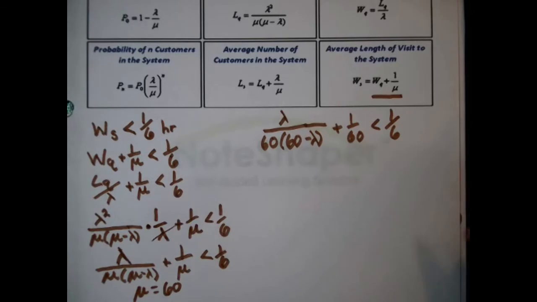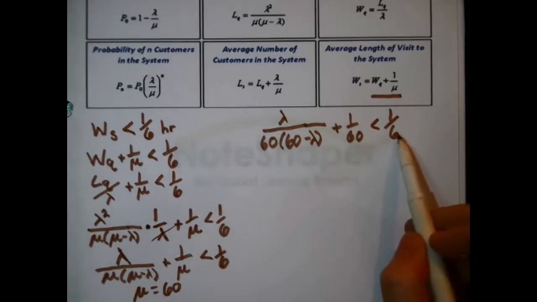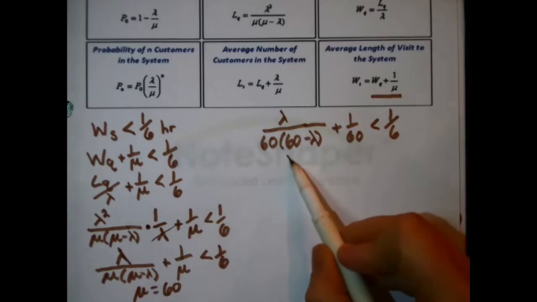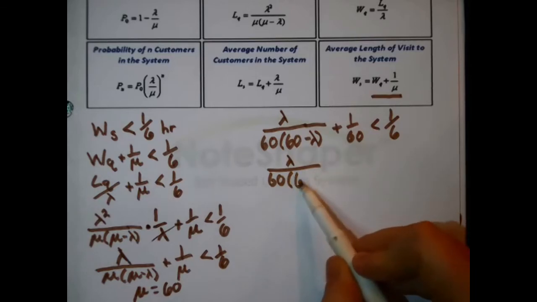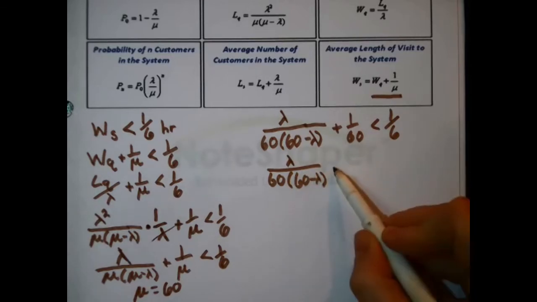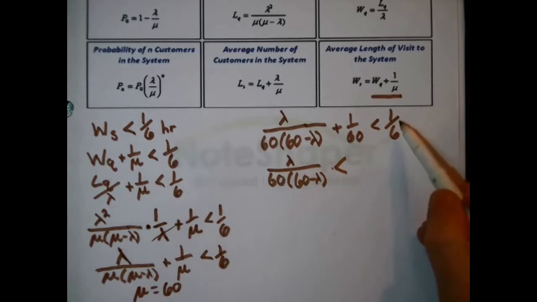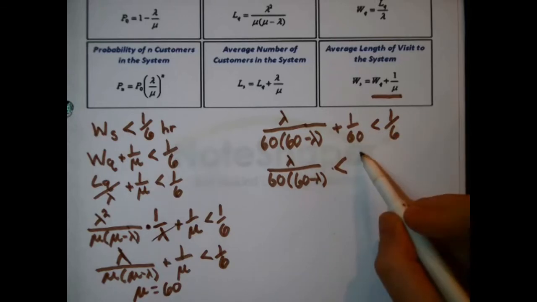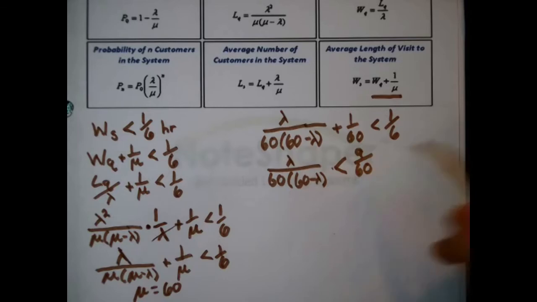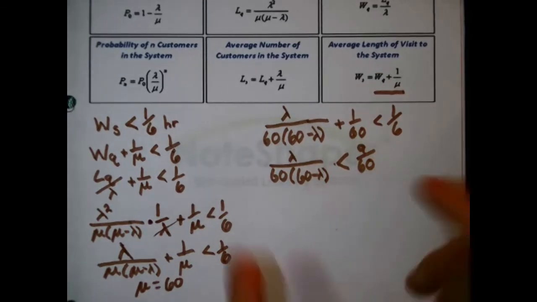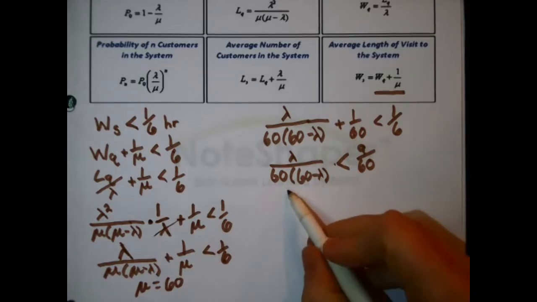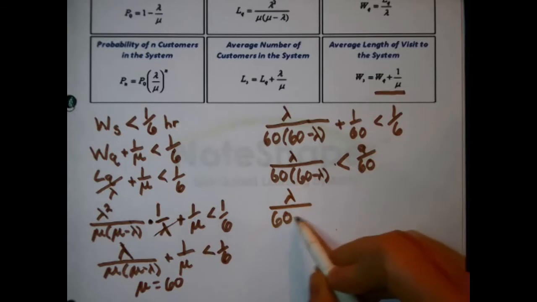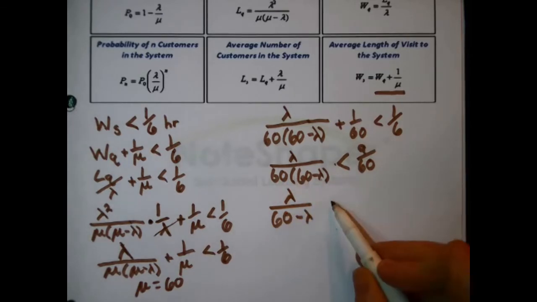Oh, okay. Now I can make this neater because I can subtract out 1/60th from each side. So this doesn't change over here. Lambda over 60 times 60 minus lambda less than, okay, 1/6 is 10/60ths. You know, check me on that. Subtract out 1/60th from each side, you're going to get 9/60ths left over. And then, oh, cool, wait a minute. I can make the two 60s go away. I can multiply both sides by 60. So this just becomes lambda over plain old 60 minus lambda.